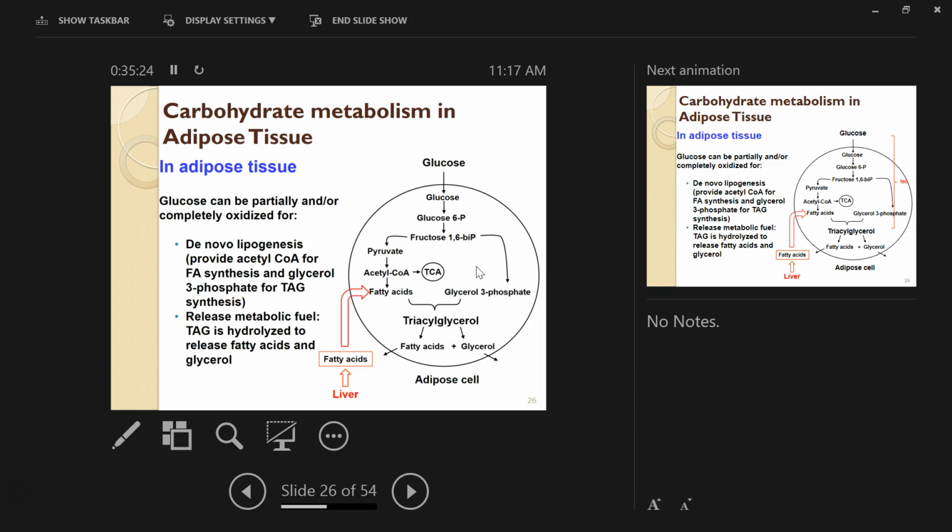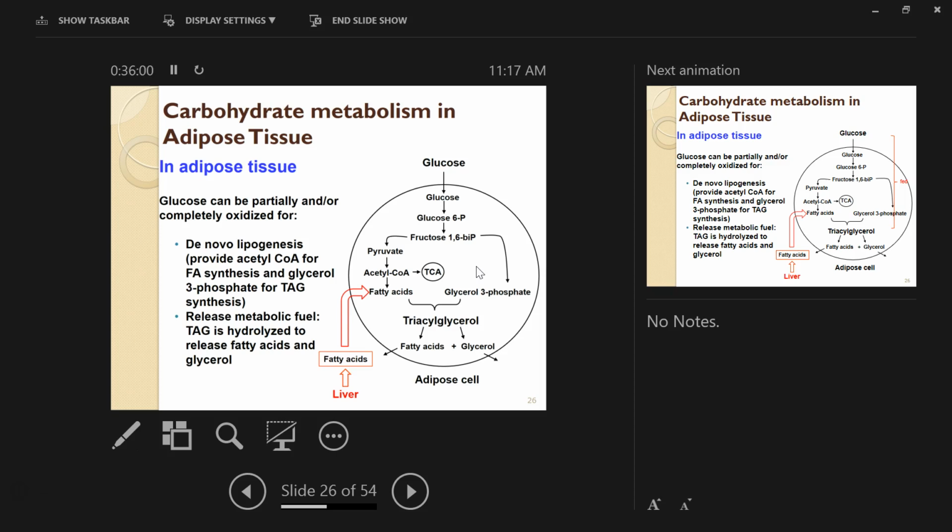Okay, so adipose tissue, we know that it has GLUT4, right? And takes up glucose. And glucose metabolized in fat cells is also a little bit different, depending on the function of the fat cell. Fat cells, we know, usually store lipids, right? Store the triglyceride. So a lot of triglyceride is stored in the fat cells.